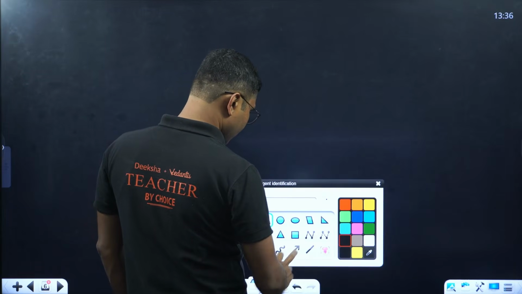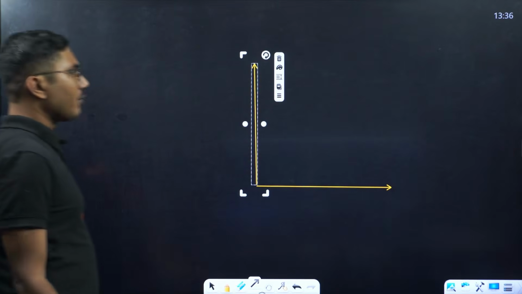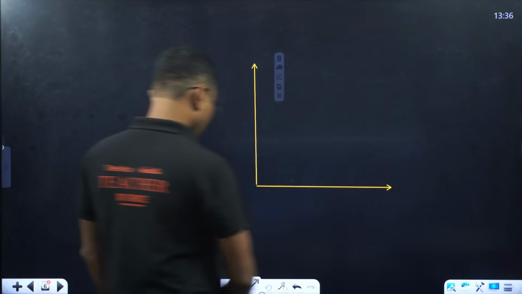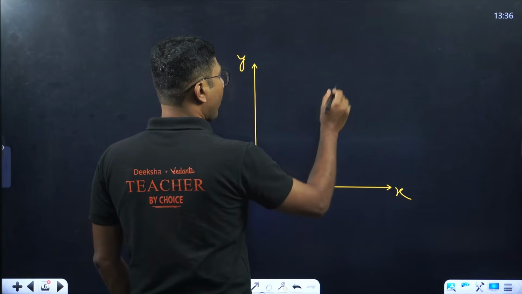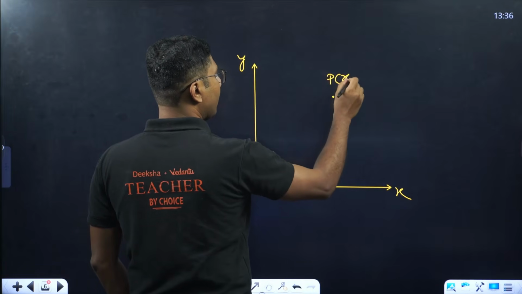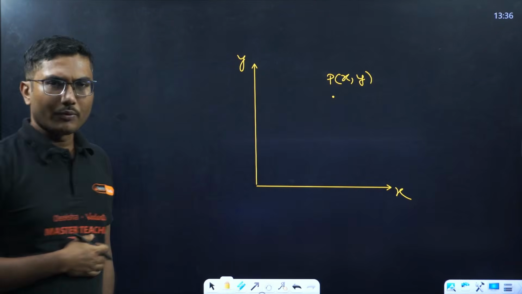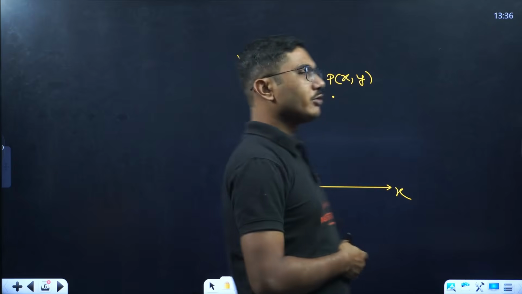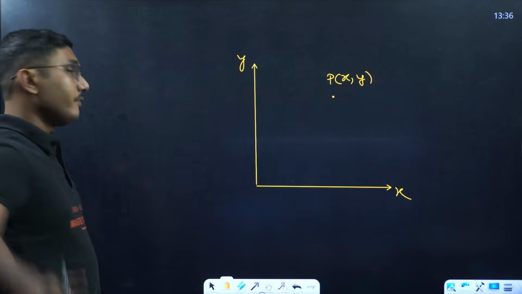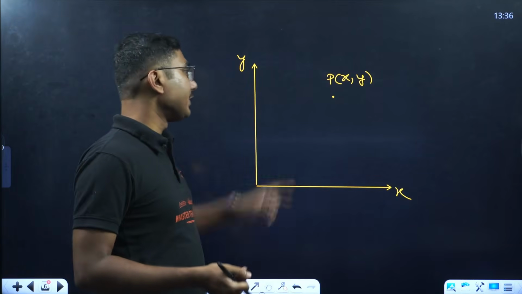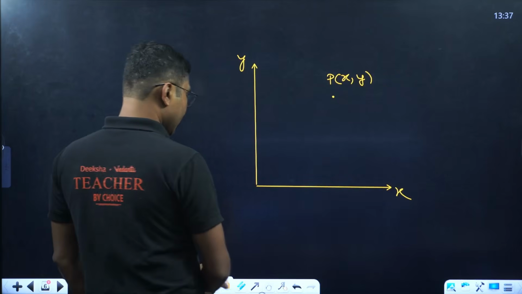Let me draw this. This is my x-axis and y-axis. Now we know that in coordinate geometry, if I want to locate a point, say P, what do we do? We measure the distance from the x-axis, we measure the distance from the y-axis, and we call it x comma y. That's how we denote any point in a coordinate system, right? Now in vector notation, this point is not a single point, it is a position vector.